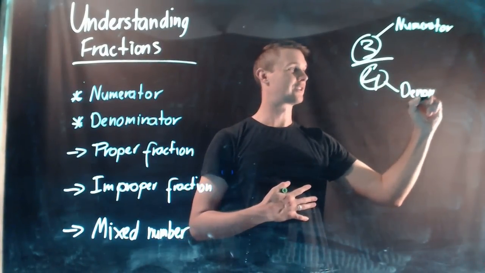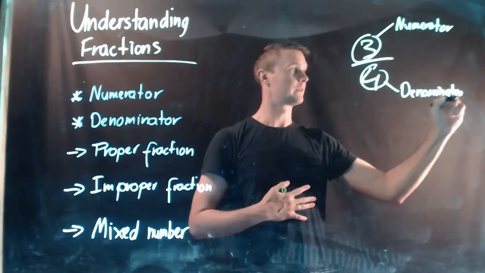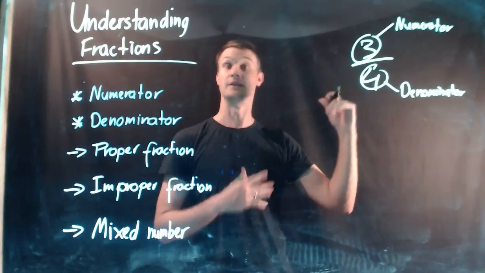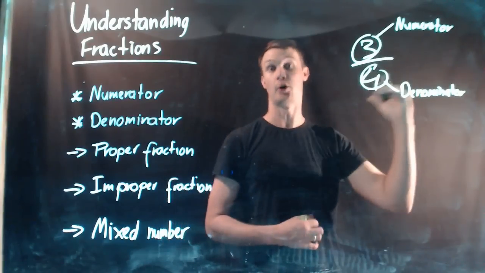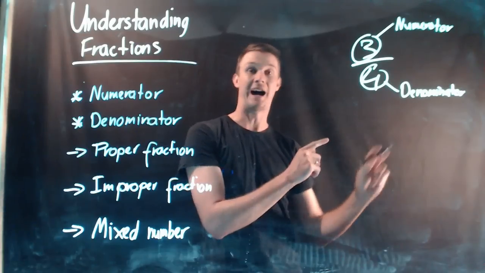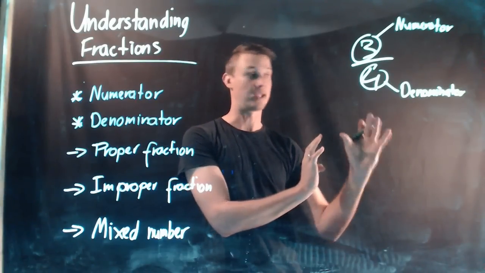Now, a way that I like to think of that, if you get confused between the two, is for denominator, think D for down. So that's the number that's at the bottom of the fraction. So the denominator represents how many parts within a whole. Okay, so how many parts within a whole.